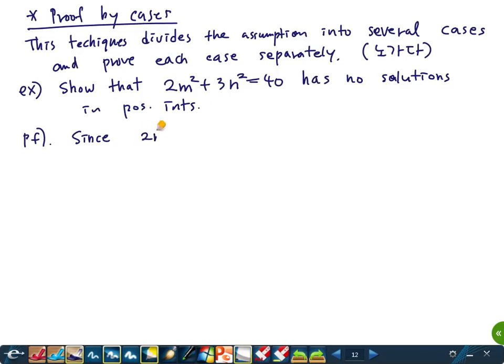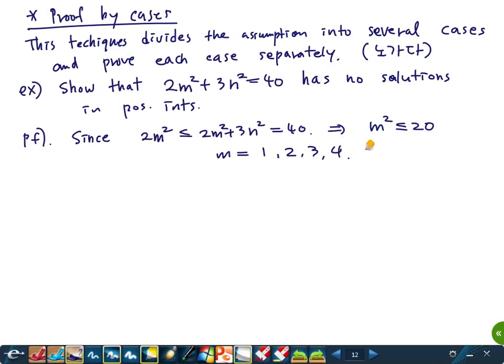So since 2m squared is obviously less than or equal to this, because this is always non-negative. If you take the square of something, a real number, it's always non-negative. But we know that this is 40, right? So if m squared is less than or equal to 20, what is the possibility for m? That m, a positive integer, we are restricting to positive integers, m is equal to 1 or 2 or 3 or 4. It cannot be bigger than 4, because if it's 5, it will be bigger than 20.